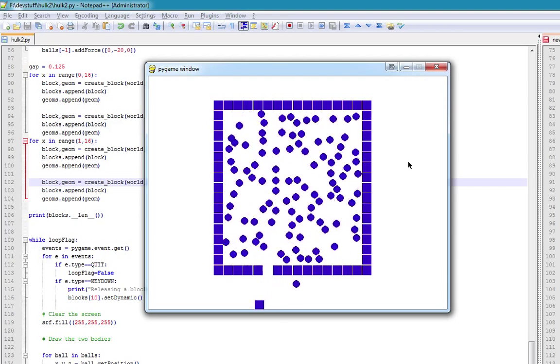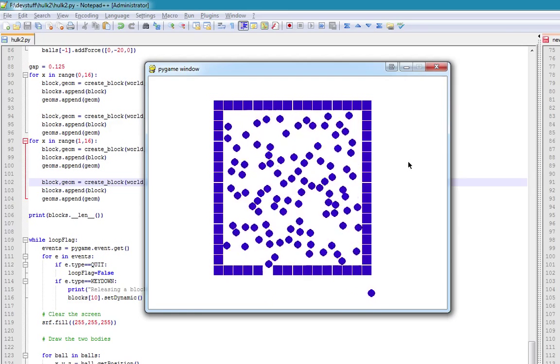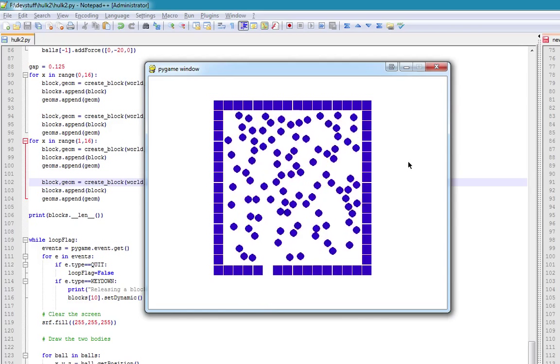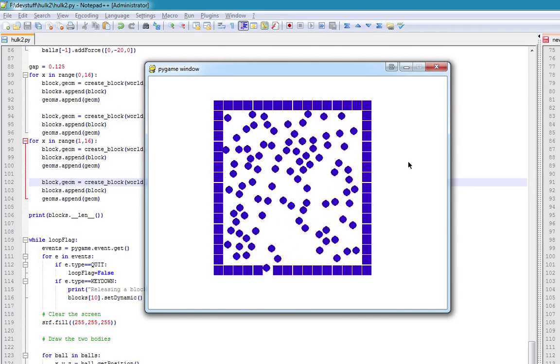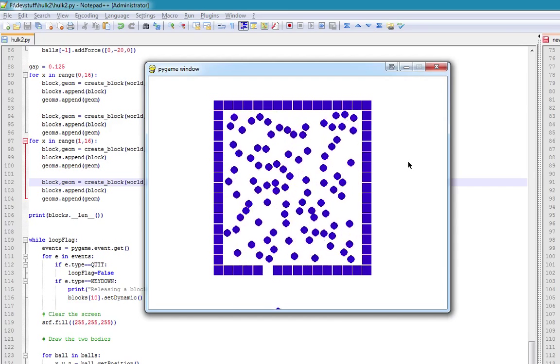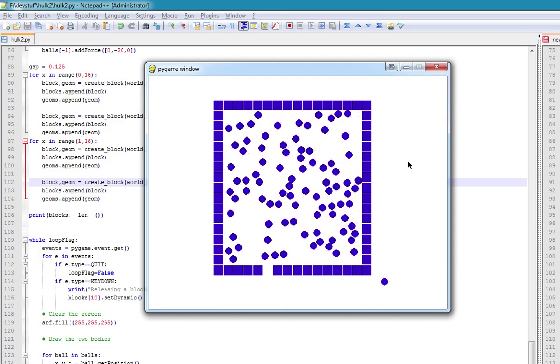Oh, look at that. So it took a little while for a particle of gas to bounce against it, and that forced it out. And you can see the gas is slowly escaping through that little hole there. It's very cool.